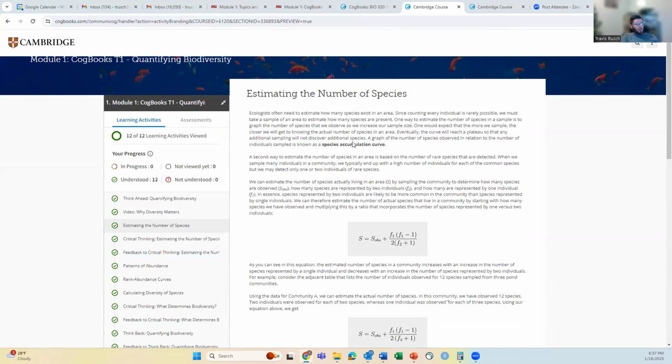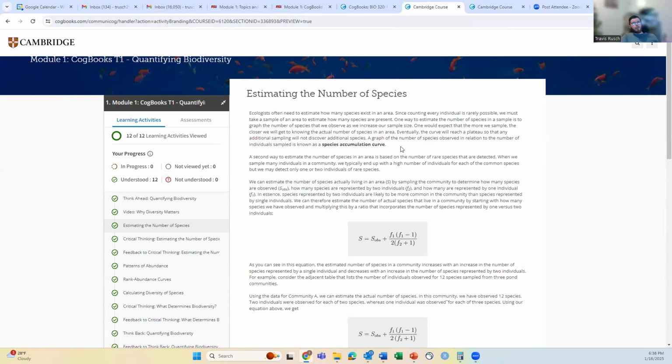Yeah, a species accumulation curve, I think, is what you're talking about up here, right? Yeah, and that's going to be a graph of the number of species observed in relation to the number of individuals sampled. I think I'm just worried more about it being an obvious difference rather than us trying to guess which one we need to use.